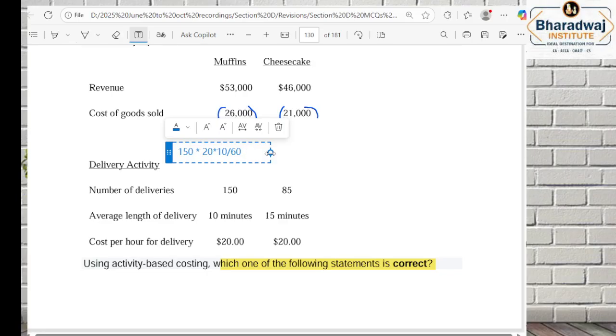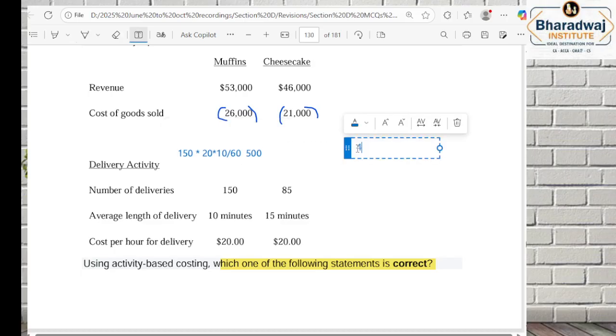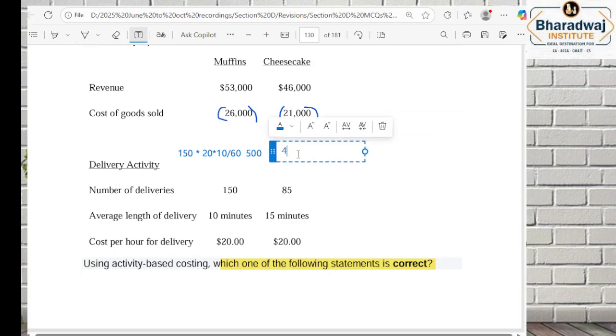That 60 is to convert hours to minutes. Okay. Total, how much? 500. The other one: 85 into 15 by 60 into 20. How much do you get? 425. So add up, you get the total revenue. Reduce these two.